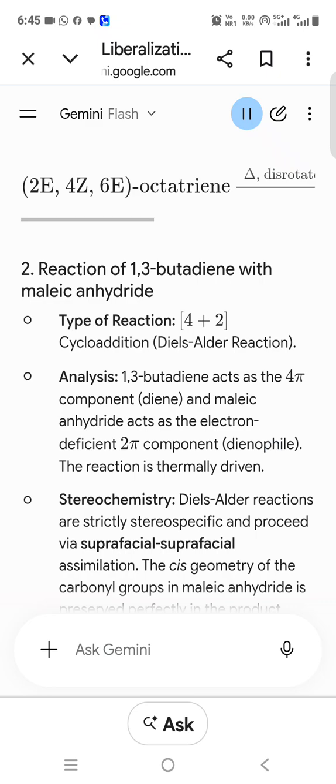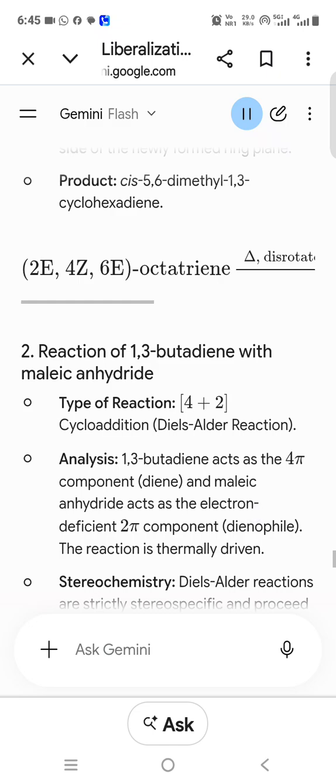When approaching face to face, suprafacially, positive lobes match with positive lobes, and negative lobes match with negative lobes at both ends. This results in a constructive bonding overlap. Therefore, the photochemical 2+2 cycloaddition is symmetry allowed.